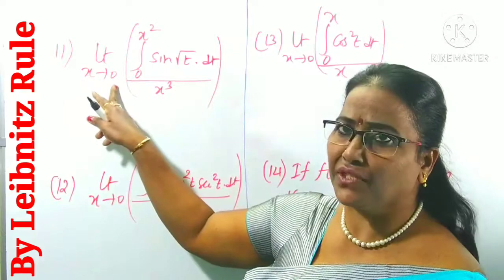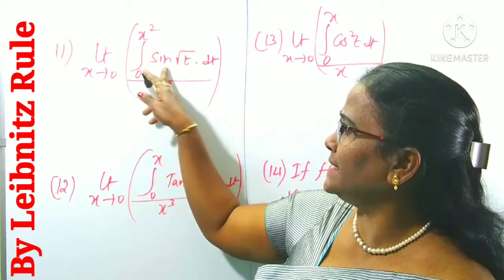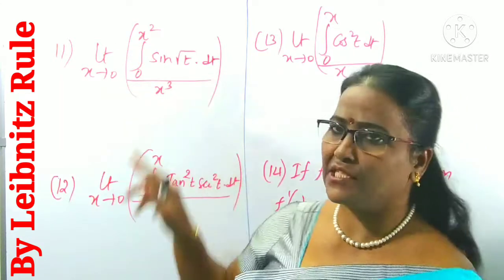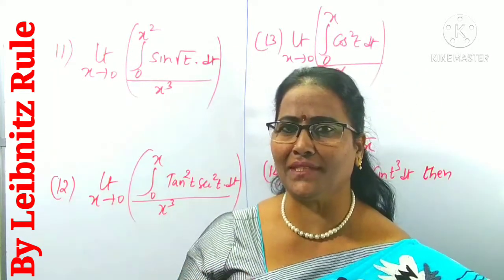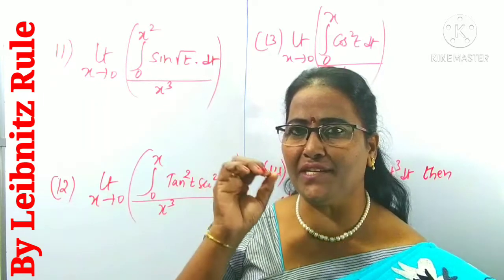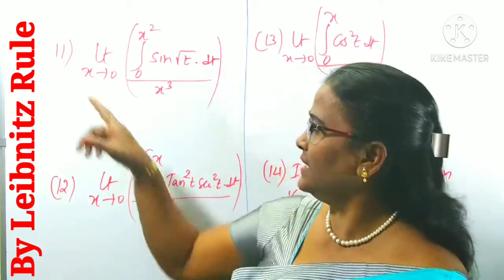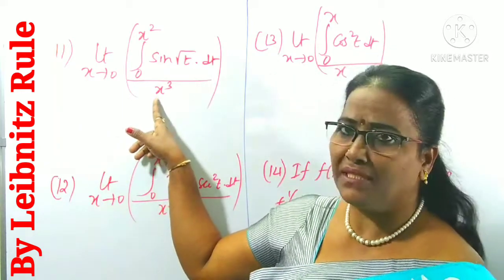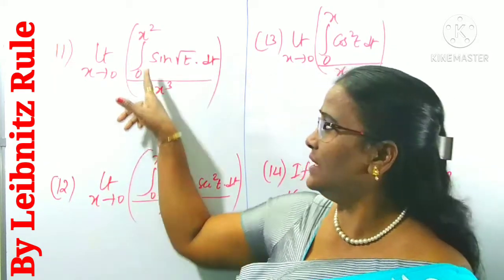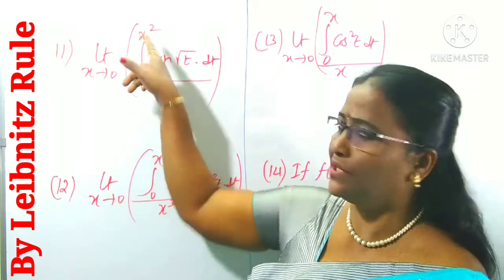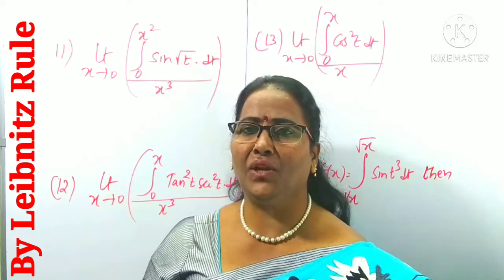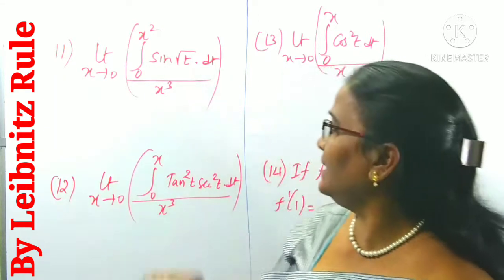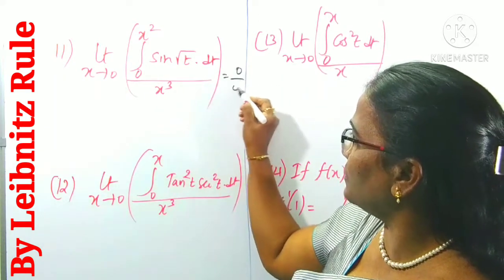Limit x tends to 0 of the integral of sin root t between the limits 0 to x square, all divided by x cube, is given. How can you use the limit here? First we have to check the application of the limit. By taking x equal to 0, apply the limit. What is the denominator? 0 cube is 0 only. In the numerator, the limits become 0 to 0. Upper limit is 0, lower limit is 0, which means the integral clearly becomes 0. So indirectly this is in the form of 0 by 0.